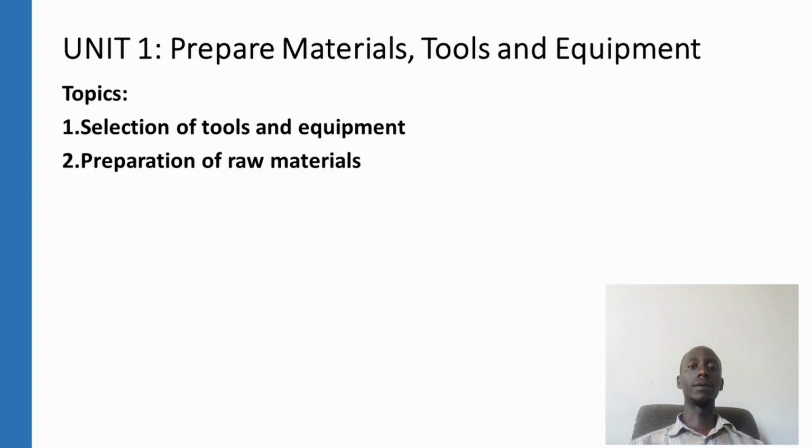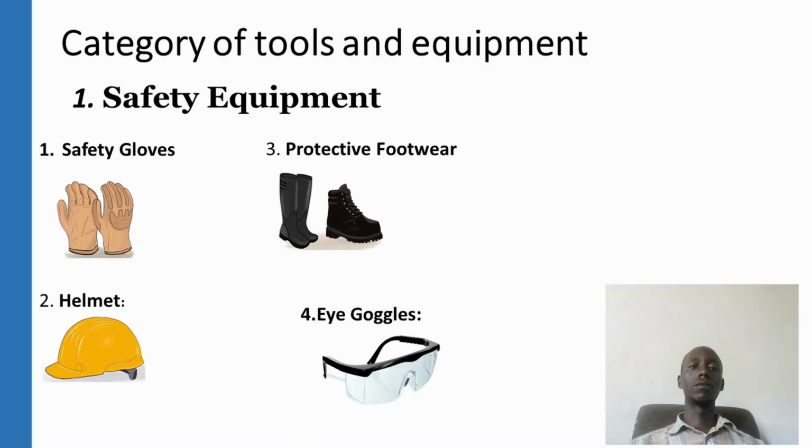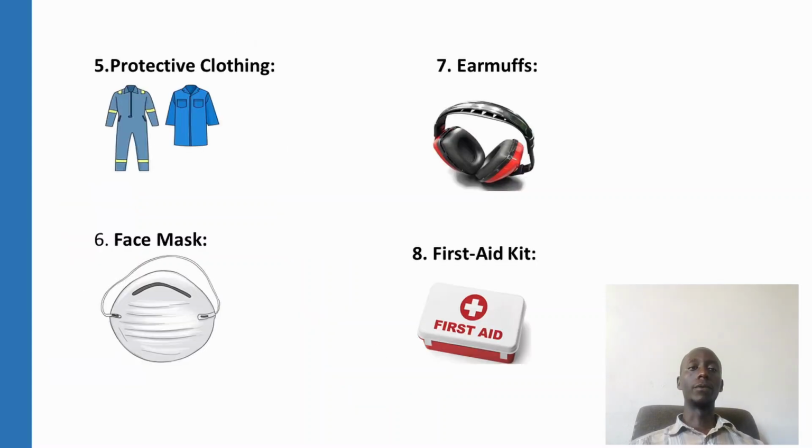Let's start with Unit 1, preparing materials, tools, and equipment. It has two topics. The first one is selection of tools and equipment, and the second one is preparing raw materials. Let's focus on the categories of tools and equipment. The first category is safety equipment: safety gloves, helmet, protective footwear, ear protection, goggles, protective clothing, face mask, earmuffs, and first aid kits.